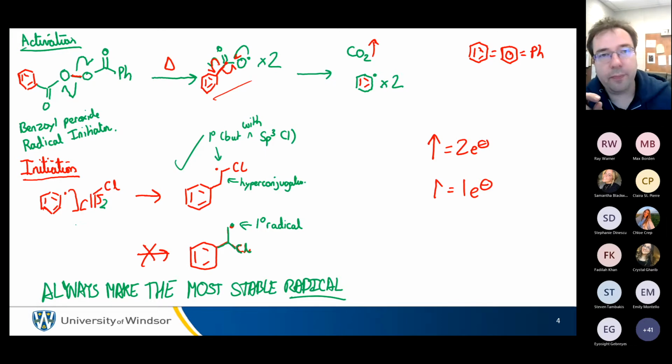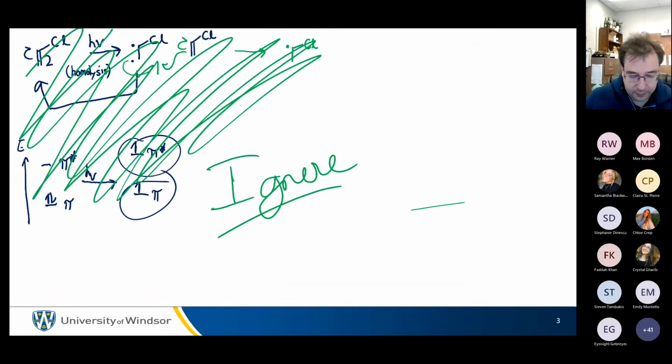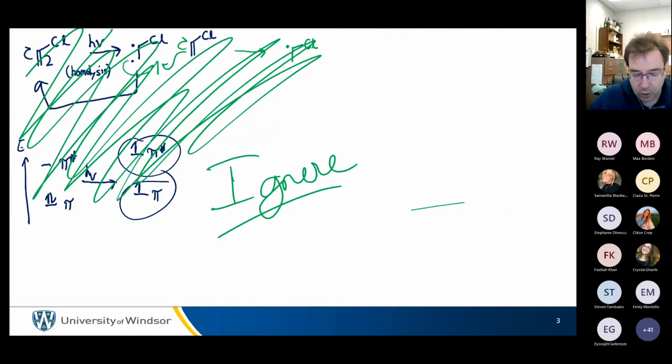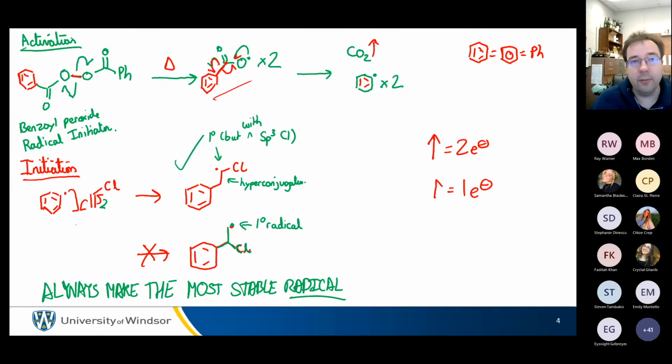Okay, so how do you know you've done an initiation step? Because you're involving the thing that is the major thing in a reaction. So if I go back to the reaction, I said, take this and react it. This vinyl chloride was the major thing. In the activation step, notice there is no vinyl chloride. I have this tiny amount of benzoyl peroxide. It's only a fraction of 1%, like 0.001%.